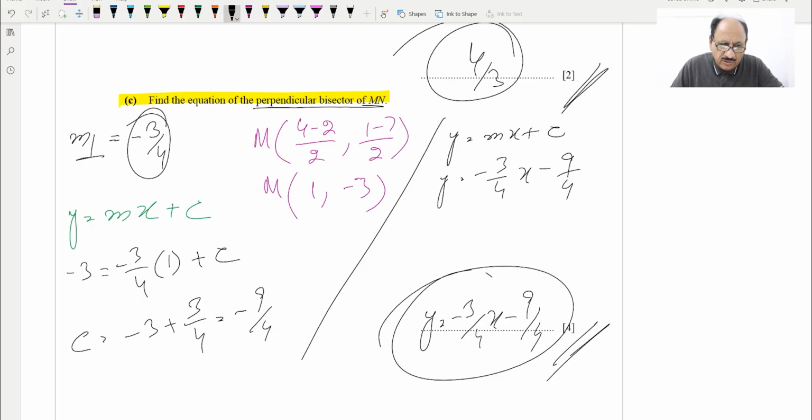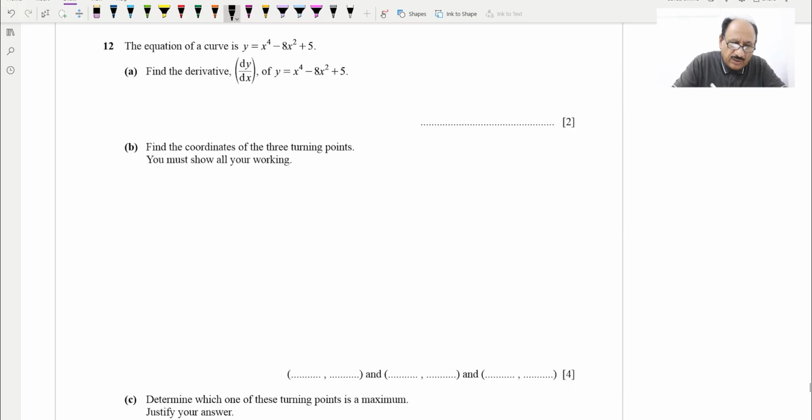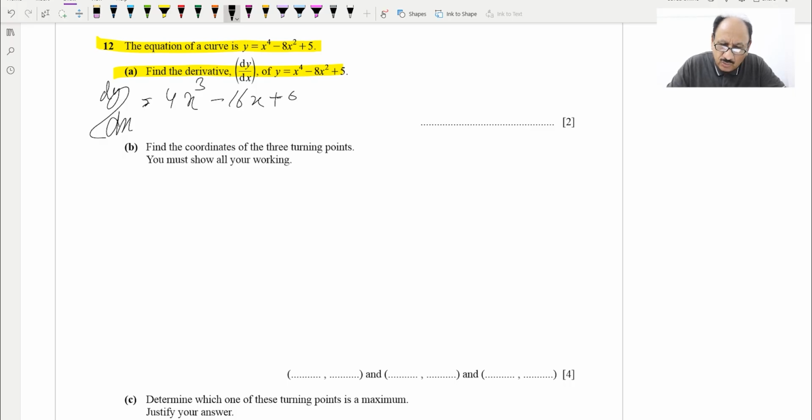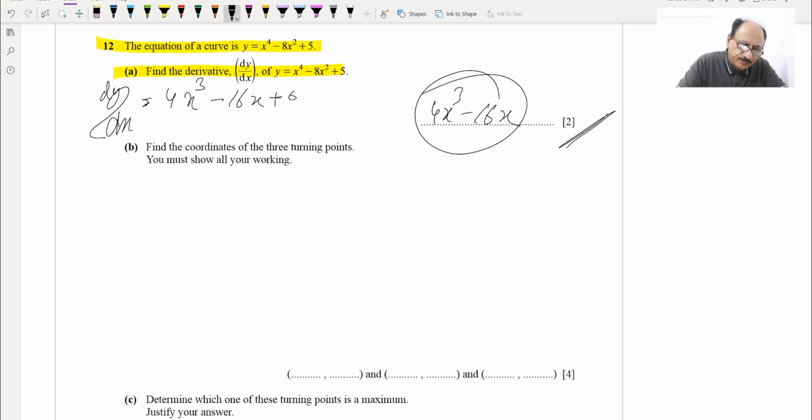Hopefully you understand this. Here comes question number 12, and question number 12 says the equation of the curve is this one. Find the derivative of the equation. So dy over dx will be: the power will be pulled down first and the power will be reduced by 1. So 4x cube, and minus 8 into 2 will be 16 into x. We can write plus 0 also, so it will be 4x cube minus 16x. This will be our final answer for 2 marks.